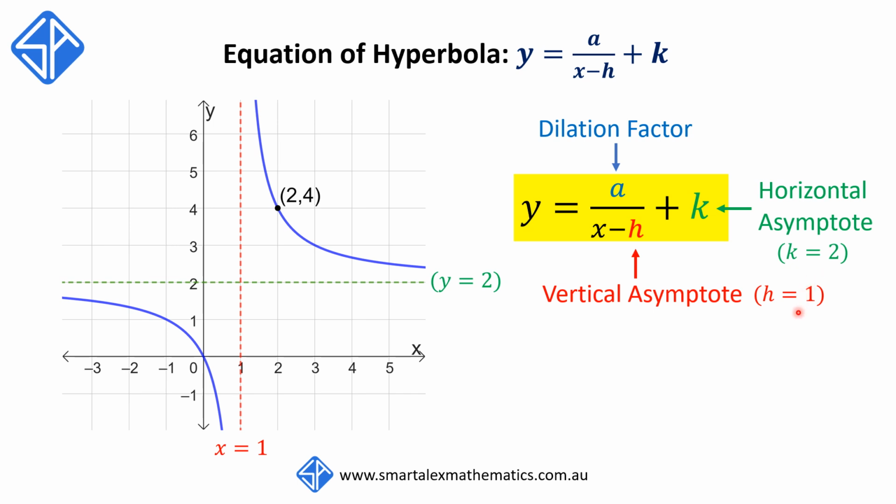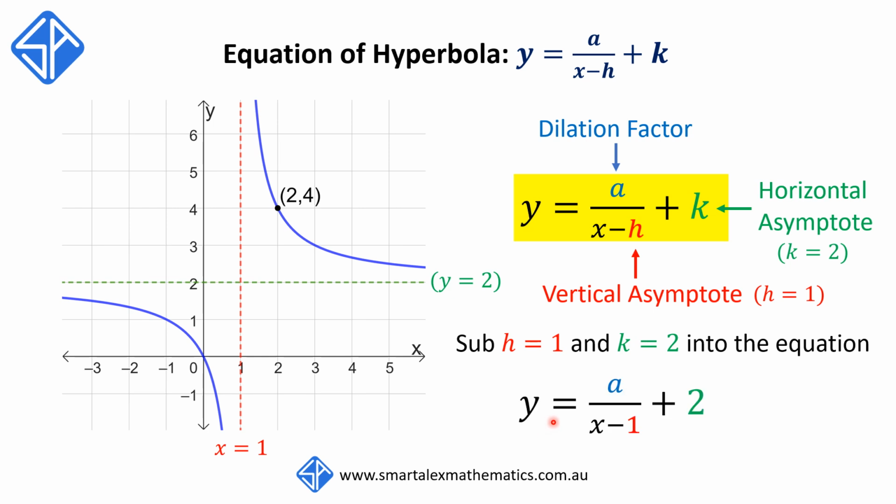Once we've got these values of h and k, we're simply going to sub into the original equation. So subbing in h is equal to 1 and k is equal to 2 into the above equation, we're going to get y is equal to a divided by x minus 1, plus 2.